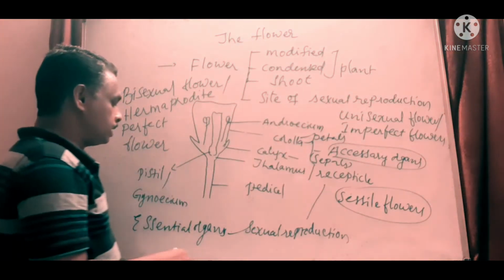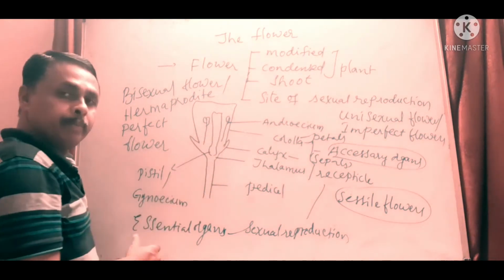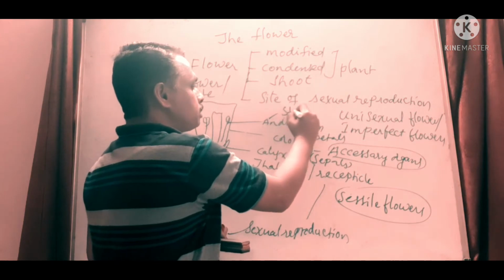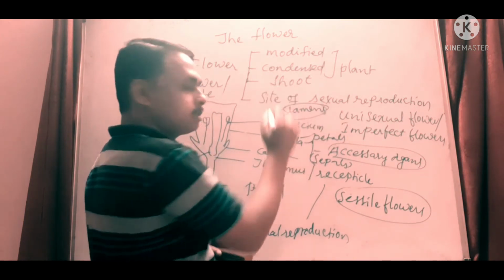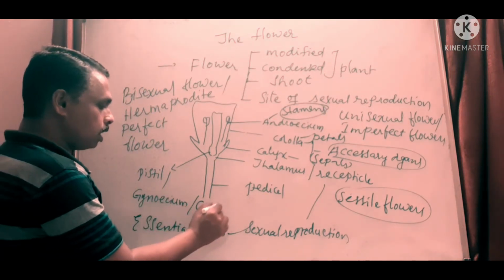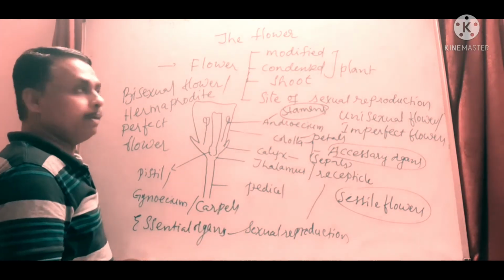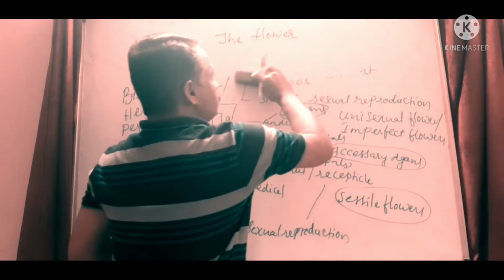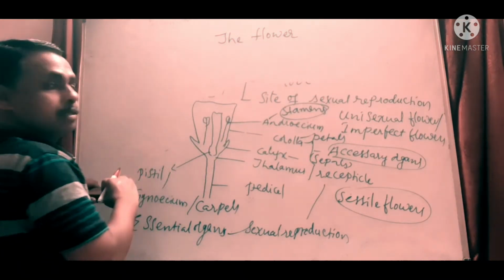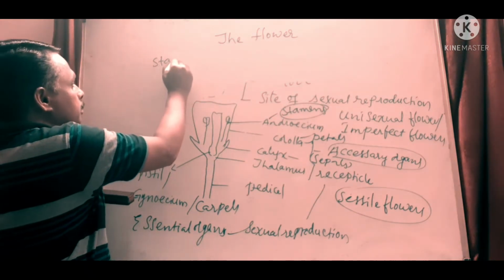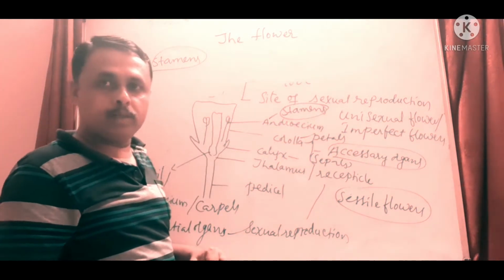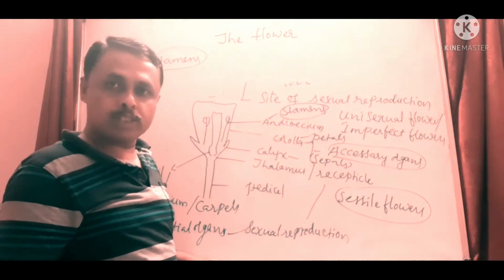And the essential organs: pistil or gynoecium is the female reproductive organ. Androecium is the male reproductive organ. Androecium is composed of stamens, and gynoecium is composed of carpels. About the stamens and the carpels, I have discussed in earlier videos. You can watch them.